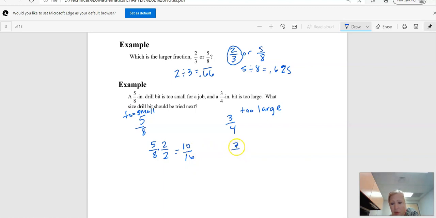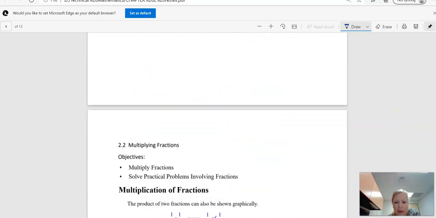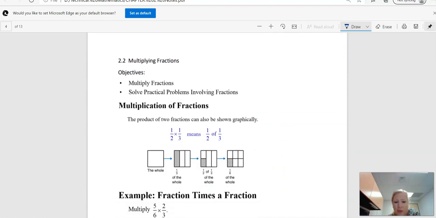We need to do the same thing to 3/4. So you'd ask yourself, well, what do I have to multiply 4 by to get 16? And it would be 4. 4 times 4 is 16, so we would have to multiply the numerator by 4 as well, so that's going to be 12/16. So look, we need something in between these numbers. This one was too small, this one is too big, so the right answer would be 11/16. Okay? Let's go ahead and talk about the next section, which is 2.2, multiplying fractions.